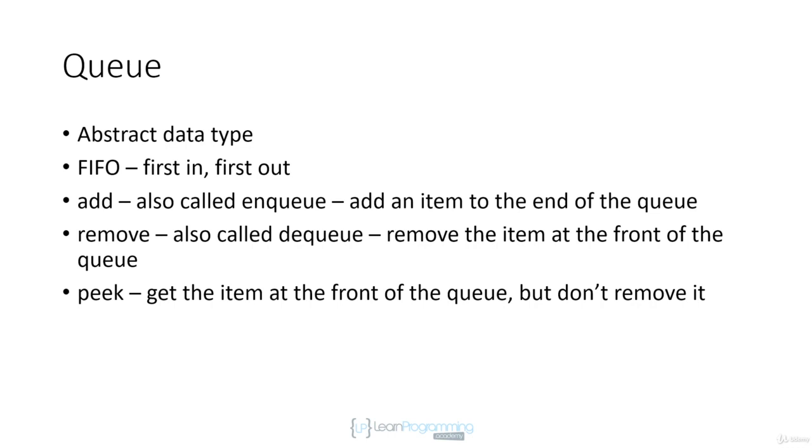Now, just like with stacks, there are 3 main operations that we can perform on queues. We can add an item to the end of the queue, and that's also called onQueue or enqueue. We can remove the first item in the queue, and that's also called dequeue. And just like with stacks, we can peek at the queue, and that gets the item at the front of the queue without removing it from the queue. Now, just like with stacks, there are 2 popular ways of implementing queues: arrays and linked lists.